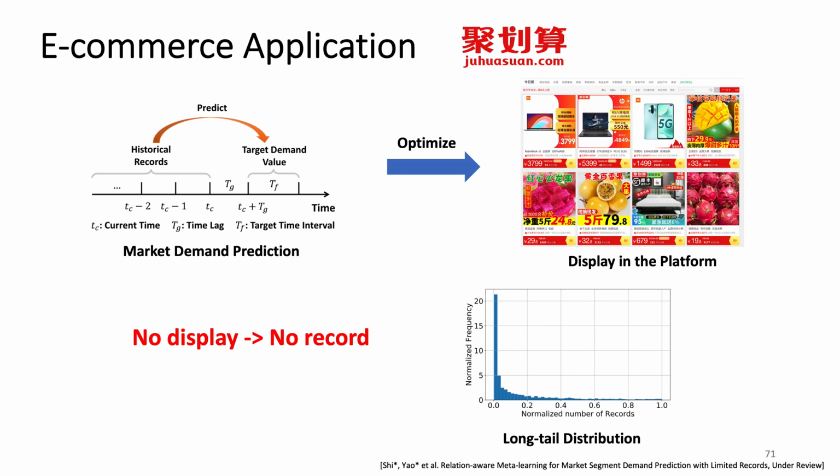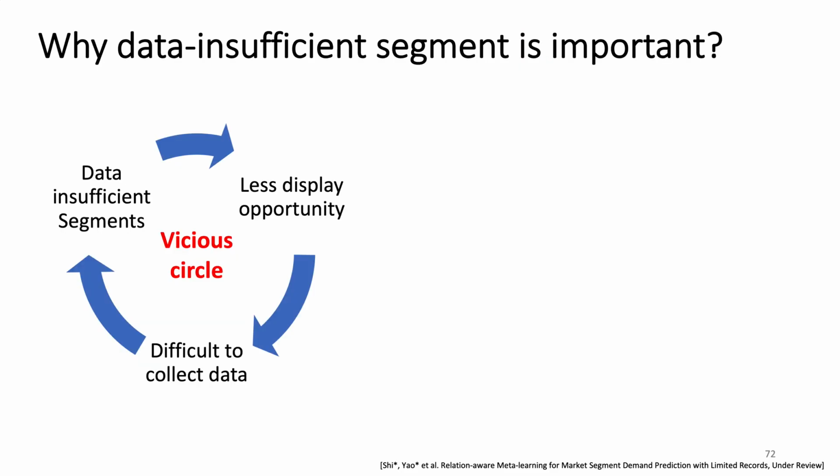Let's see. We collected more than 4,000 market segments and calculated their frequency. We can see it's a totally long tail distribution. So a lot of items may not have enough data to make a good prediction. Why is it important to make predictions for the data insufficient market segments? Because if a market segment does not have enough data, it may not have the display opportunity, and it's also difficult to collect data, which will again cause a data insufficient segment. It's just a vicious circle, so it's very bad for the e-commerce platform.